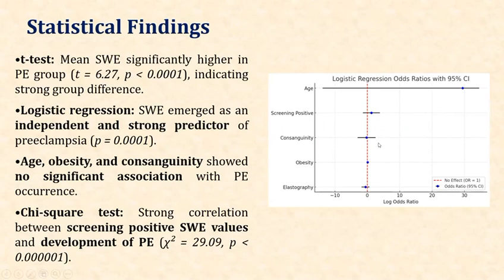Statistical analysis confirmed that mean placental shear wave elastography values were significantly higher in the preeclampsia group. On logistic regression analysis, shear wave elastography emerged as an independent and a strong predictor of preeclampsia, while maternal age, obesity, and consanguinity did not show any significant association. Additionally, chi-square tests show strong correlation between the screening positive shear wave elastography values and development of preeclampsia.